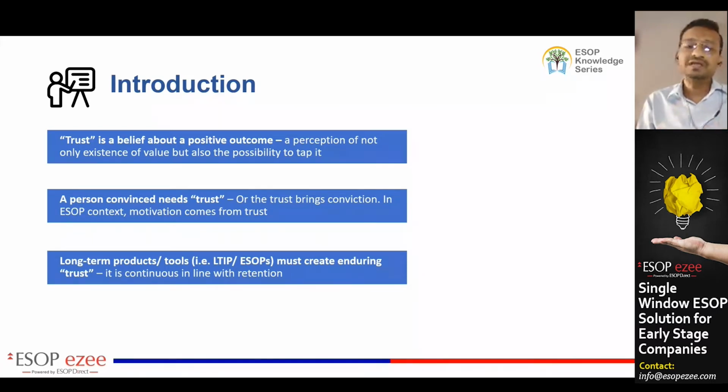And for whatever reason, if there is a break in the continuation of the trust, that must be quickly repaired, and that bridge must be built very quickly. So in a nutshell, it is a continuous process, a long-term process, and there is nothing short term as far as trust in the context of an ESOP scheme is concerned. If the life of an ESOP scheme spans say 5 or 6 years, then the trust must also endure for at least those many years, and beyond that is a very ideal position, which is highly desirable.